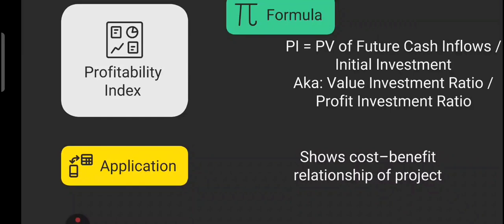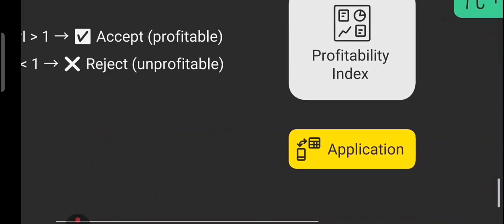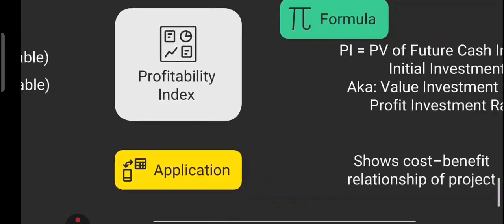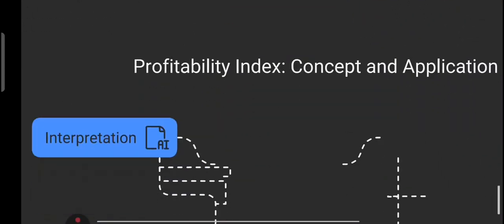So how to interpret it? Suppose I get the PI, how to interpret it? If PI is greater than 1, it means we should accept the project because it is profitable, and if PI is less than 1, we should reject the project because it is not adding value. And if PI is equal to 1, it means it is break even, neither gain nor loss. So this is the importance of profitability index.